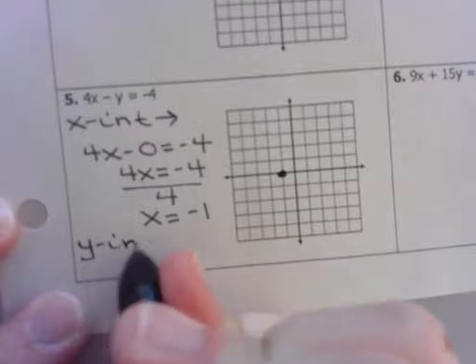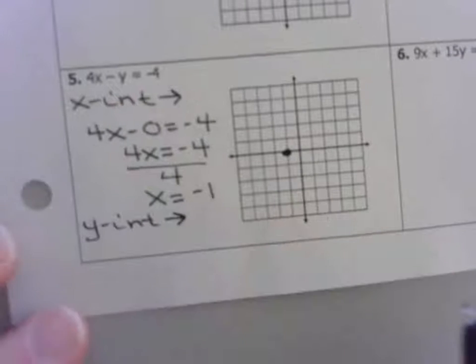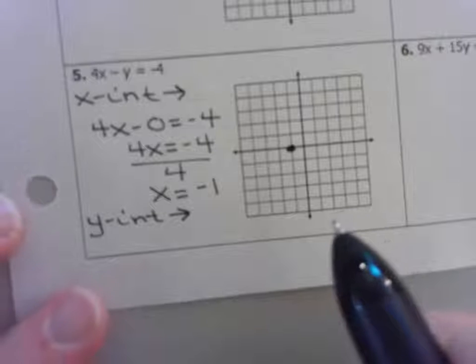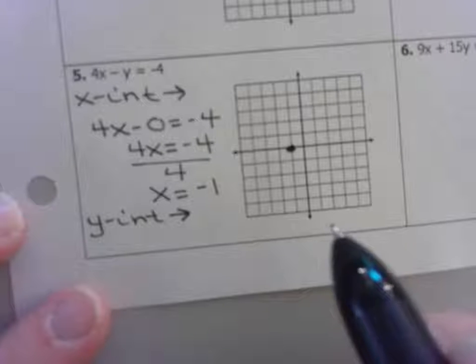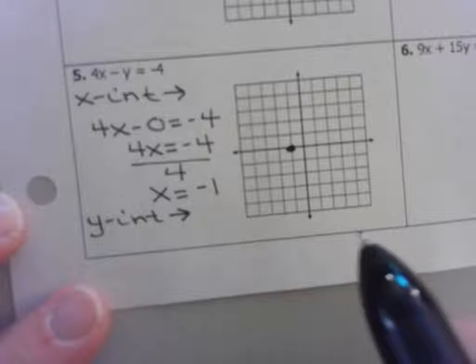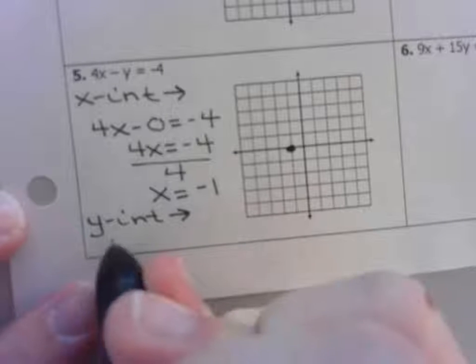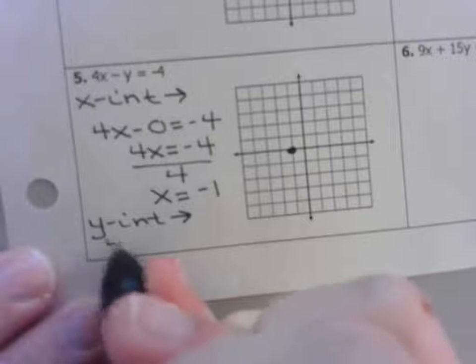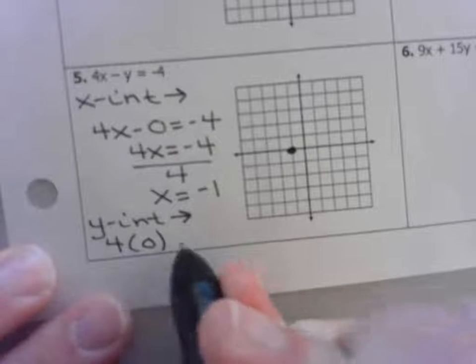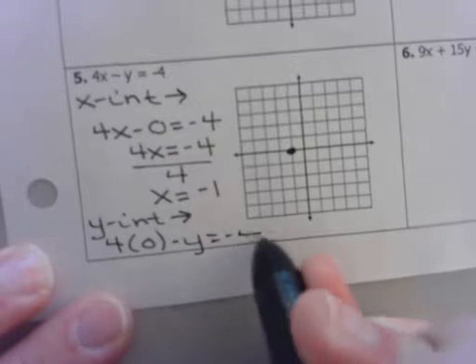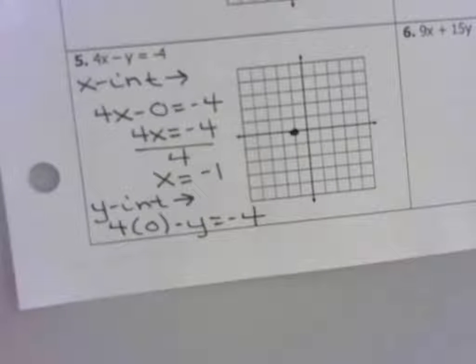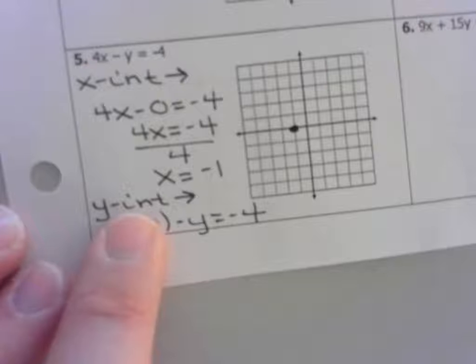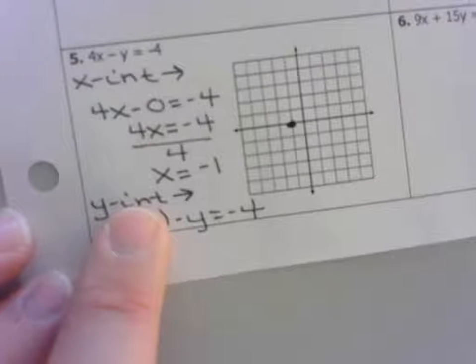The y-intercept. How do I always find the y-intercept? It's the same process. The y-intercept, what do I plug in for x? 0. So I'm going to plug 0 in for x. So if I plug 0 in for x, that's 4 times 0. 4 times 0 is gone. You can just cover it up.